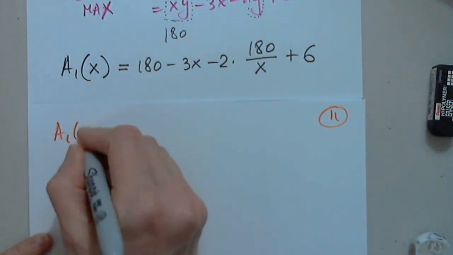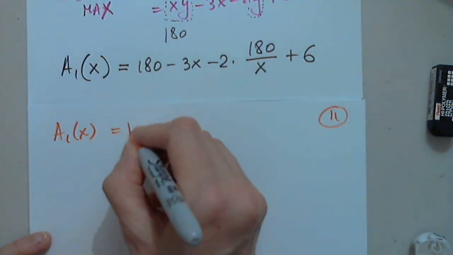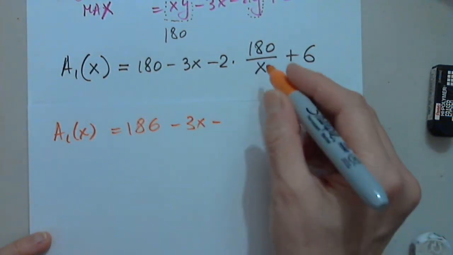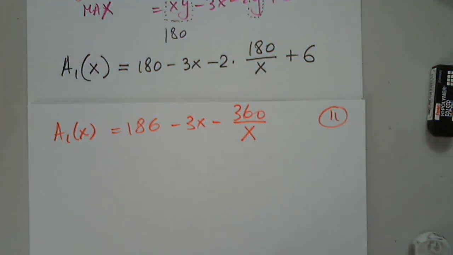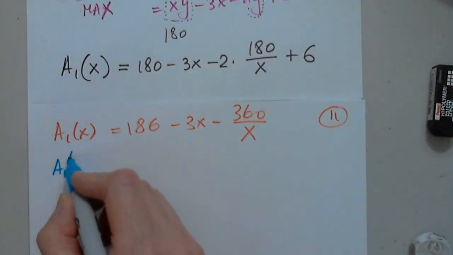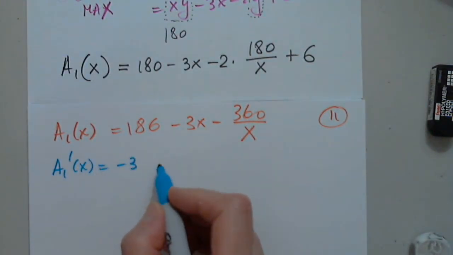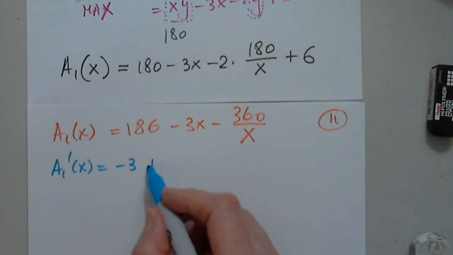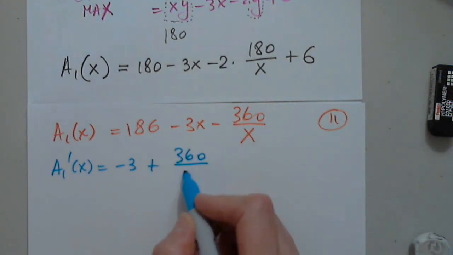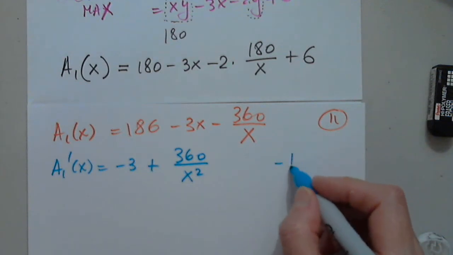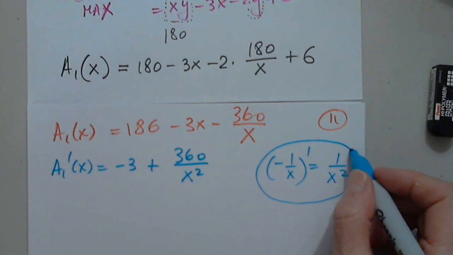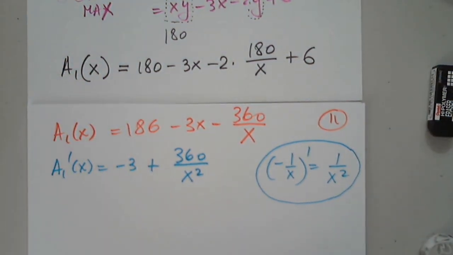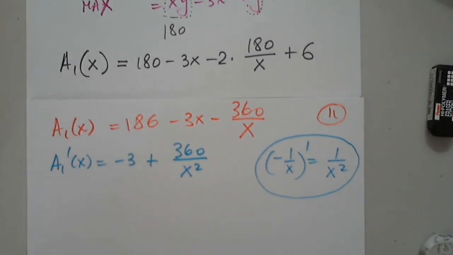So then A1 is 186 minus 3x minus 360 over x. And this I know how to differentiate. So A1 prime, negative 3, plus 360 over x squared. Remember, negative 1 over x prime is 1 over x squared. We wrote that on the side a few times. Please remember, this is very useful, especially for the next chapter, last chapter of this course.